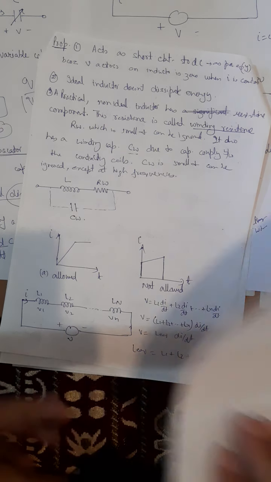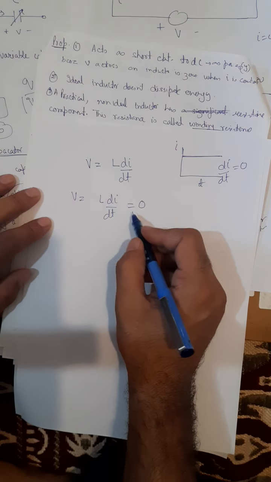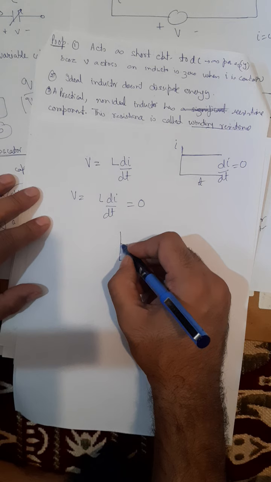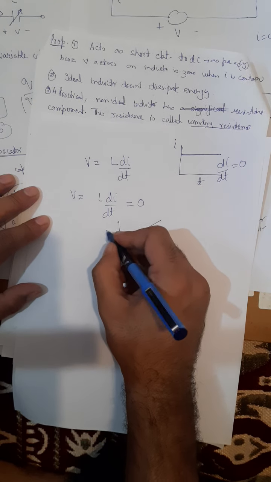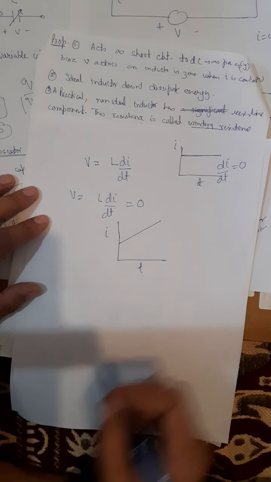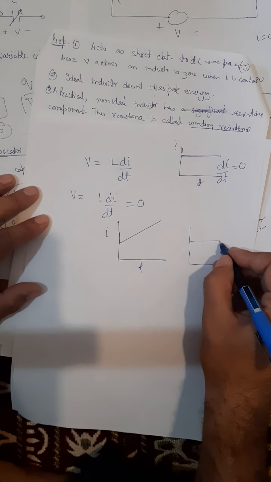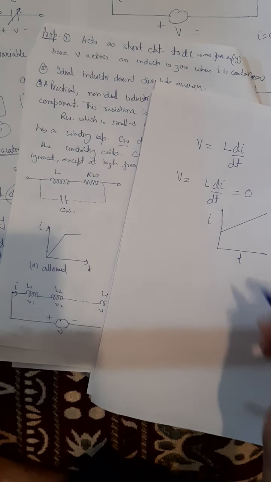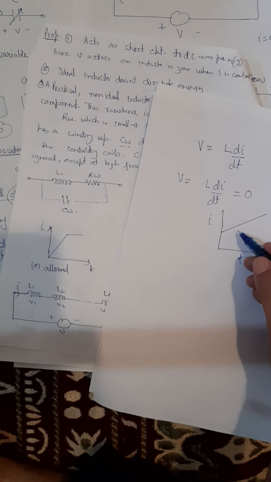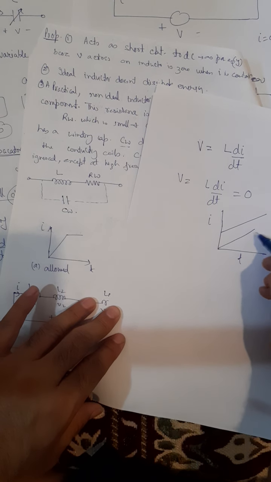So because of the first property, where I am saying the inductor acts as a short circuit to DC, if I have a circuit like this with a current I, this type of signal is possible for an inductor. However, this type of signal is not possible. It is allowed to apply this type of current on this inductor, but not this type of current.